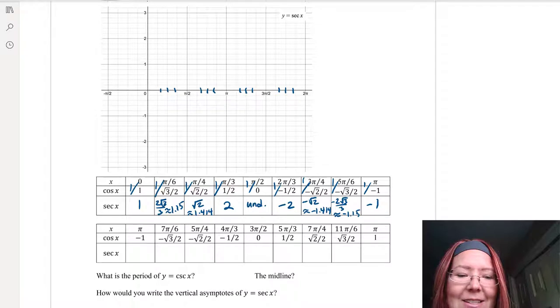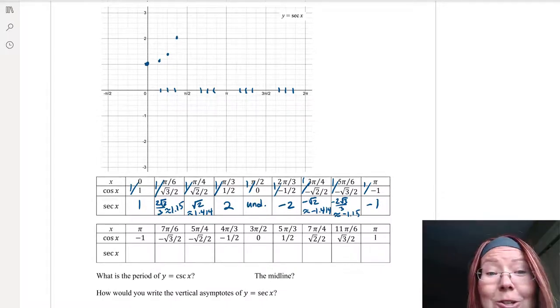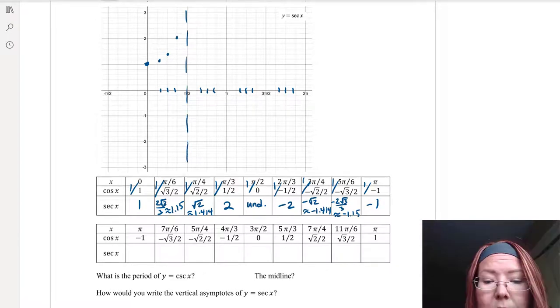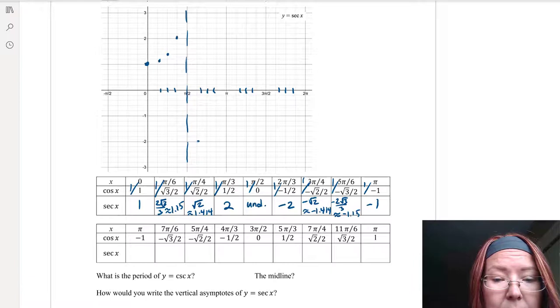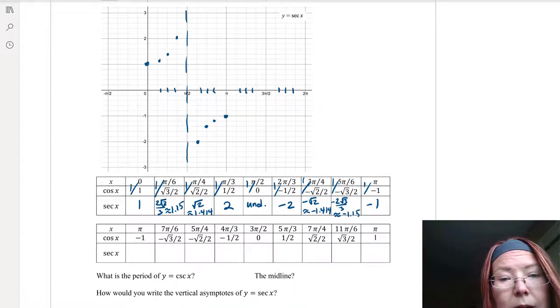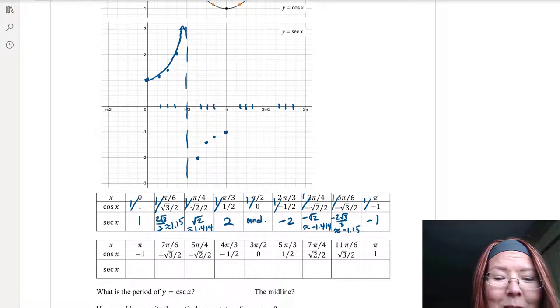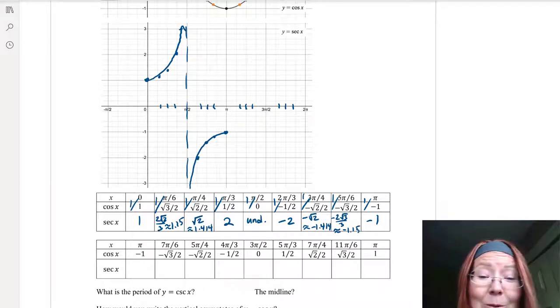Let's start by graphing those, shall we? So we'll start with 0, comma 1, then pi over 6, comma 1.15, and then pi over 4, comma 1.414, pi over 3, comma 2, pi over 2 with a vertical asymptote because it's undefined, 2 pi over 3 and a value of negative 2, 3 pi over 4 and a value of negative 1.414, 5 pi over 6 and a value of negative 1.15, pi with a value of negative 1. So you can kind of start to see what we're up against right now. We have an upward swoop between 0 and pi over 2, and then a swoop that starts at negative infinity and swoops up on a concave down curve between pi over 2 and pi.